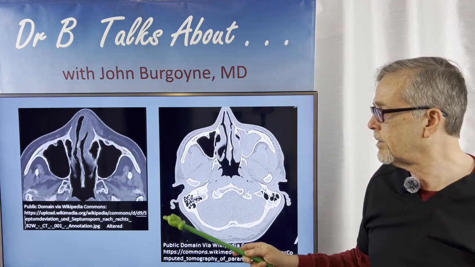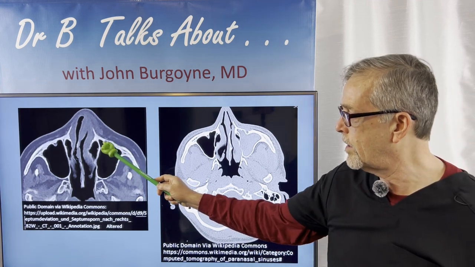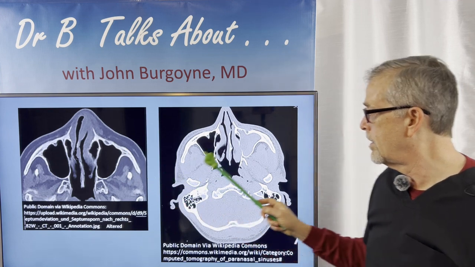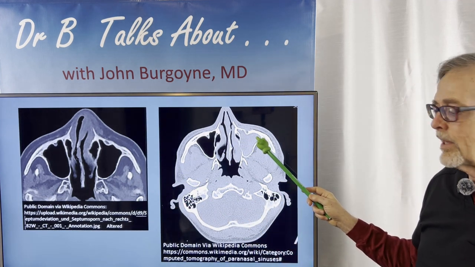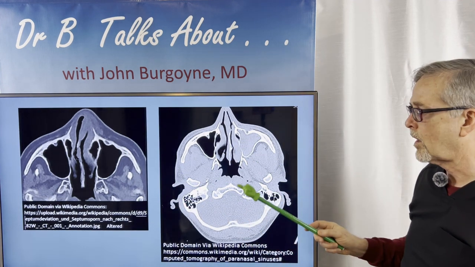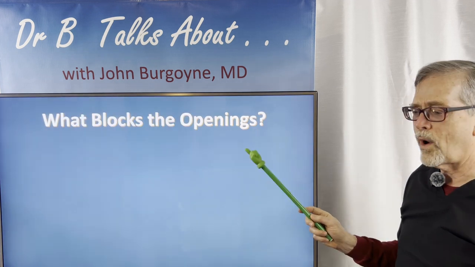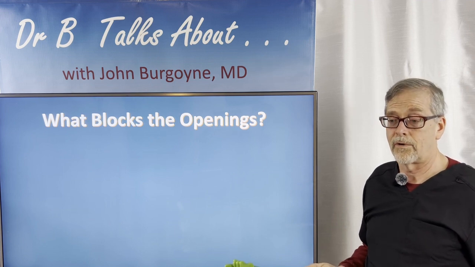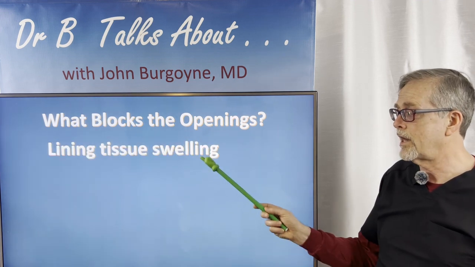So here's a picture of a CAT scan with normal open sinuses full of air. This one's all full of ick because it had an infection. So what blocks sinus openings? Well, the easiest answer, and in a lot of ways the most common answer, is that the lining tissue is swollen.